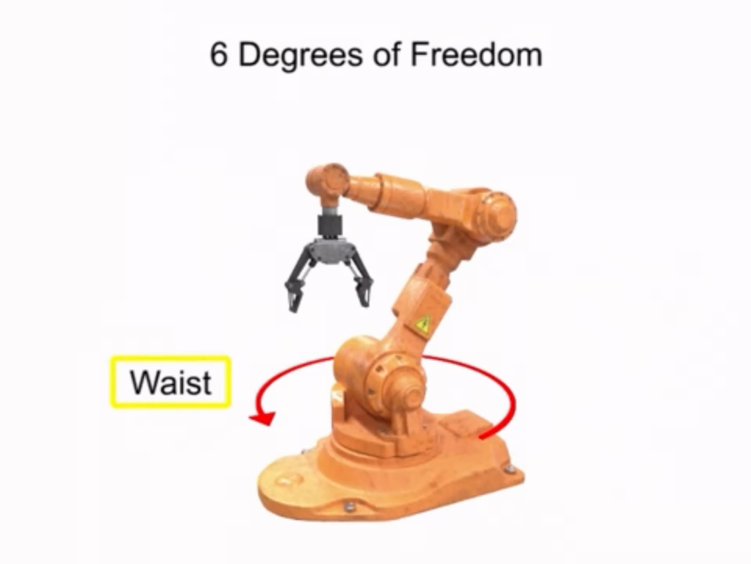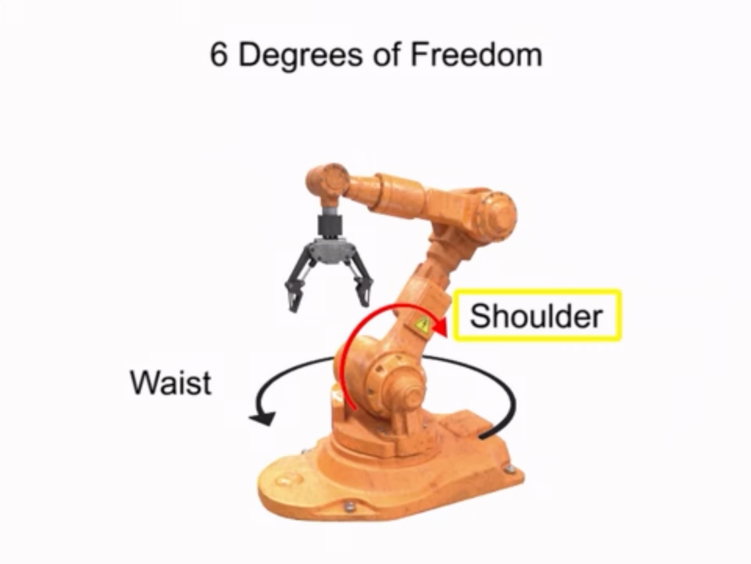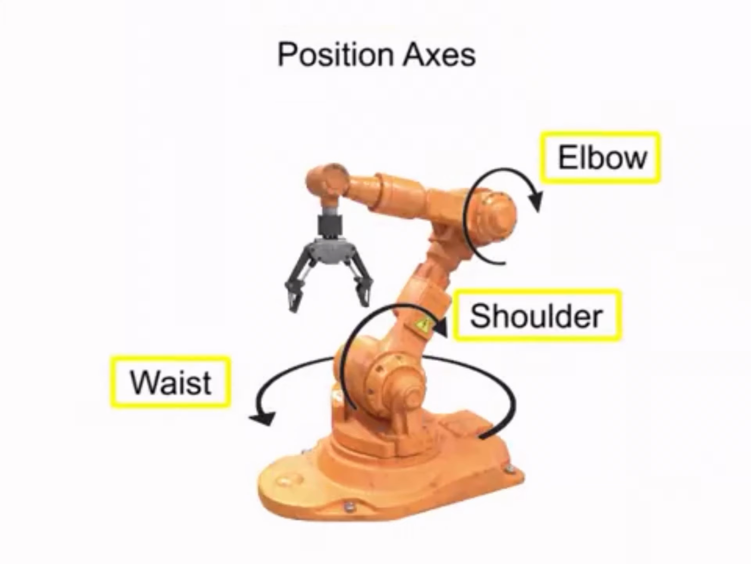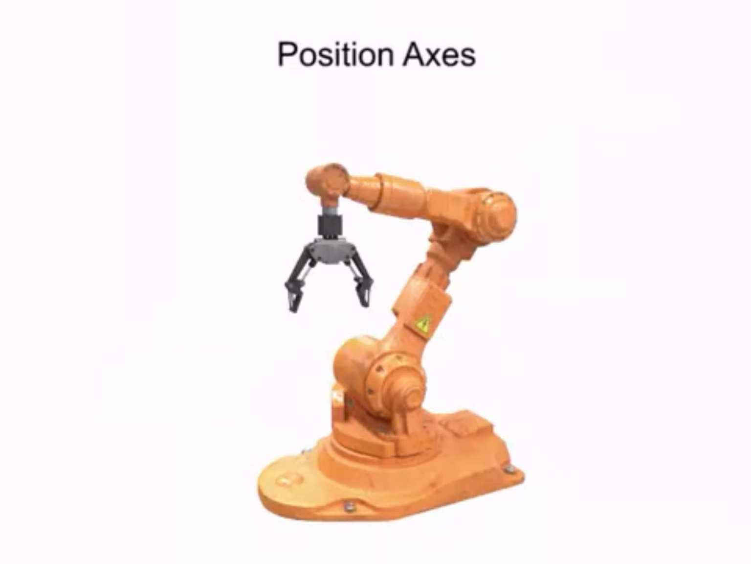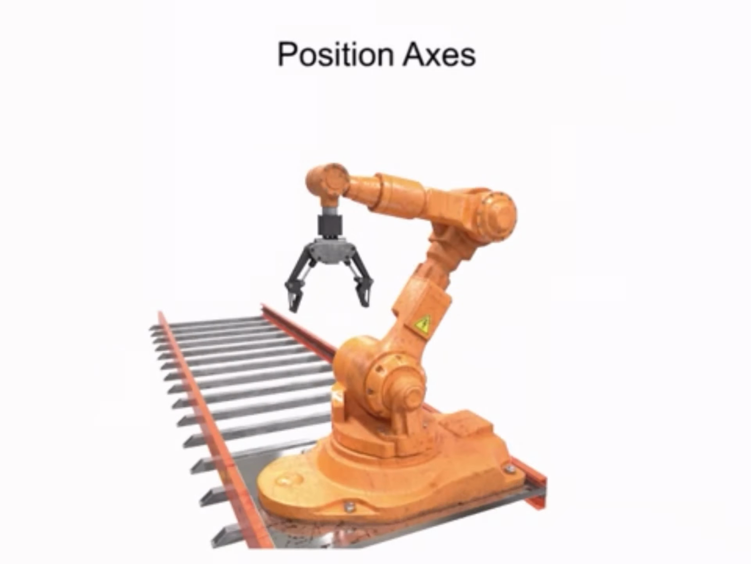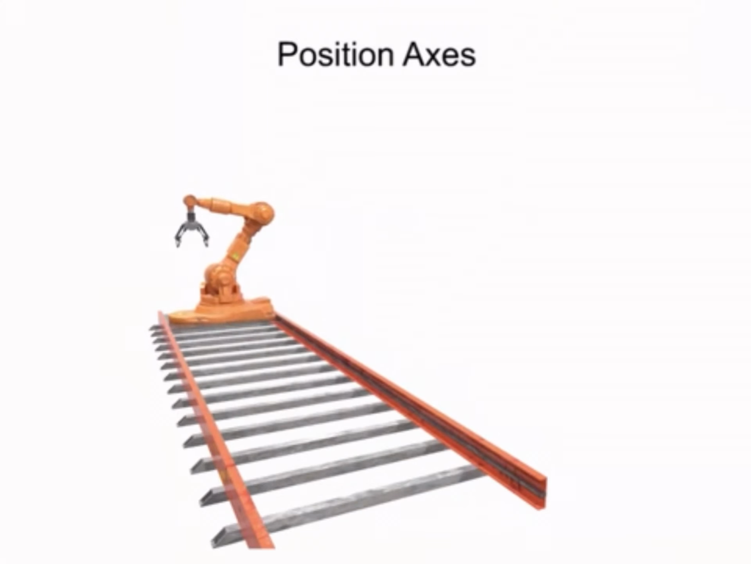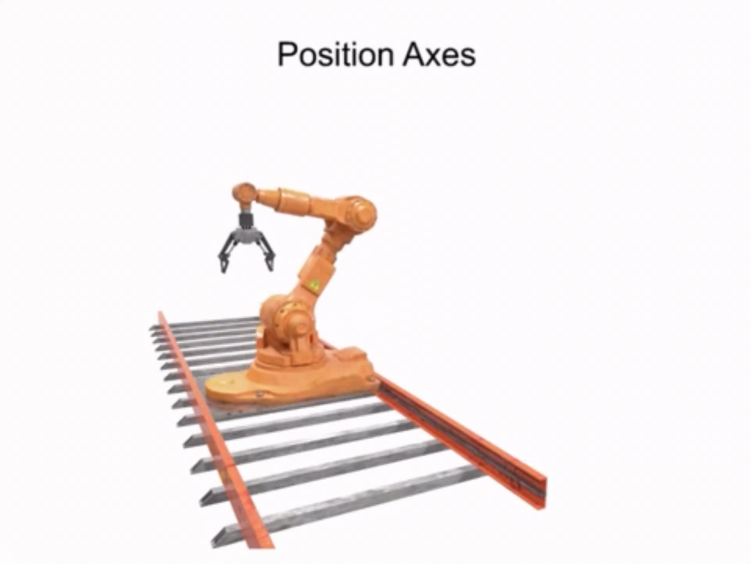These particular motions help to locate the tool in the work area and are called position axes. Most robots have at least 3 position axes to help position the tool in the work area. If the robot were to slide along a track, it would have a 4th position axis of linear movement and another degree of freedom.